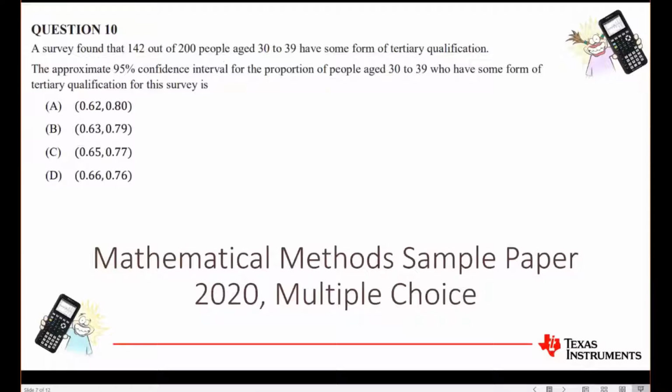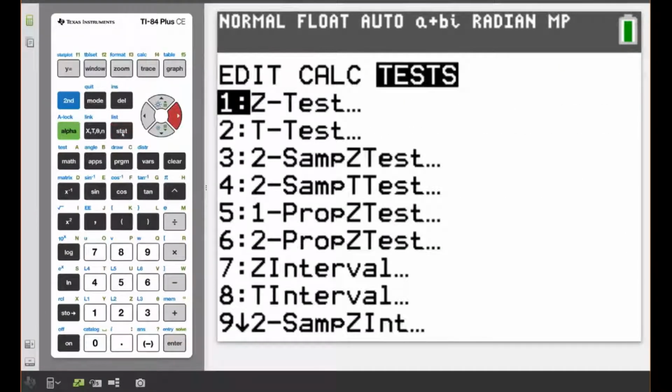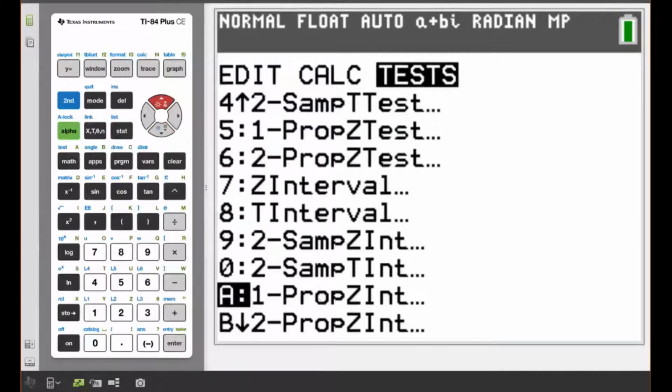So we've got 142 out of 200 people have tertiary qualifications, and we want to find what our 95% confidence interval for that would be. To get to our confidence intervals, we use the stat menu. We're going to go across to tests, and like I said, this is a binomial confidence interval question. That's towards the bottom of our menu. If I scroll down, you can also scroll up to find it if you like, I'm going to use this one, proportional Z interval. That's for our binomial.